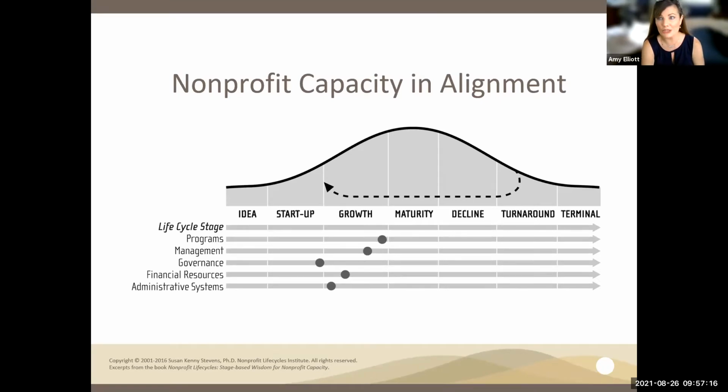A lot of times you see programs out in front. That happens a lot, right? Because that's what we do. We do programs to support our mission. So this is capacity and alignment. This is not a bad picture.